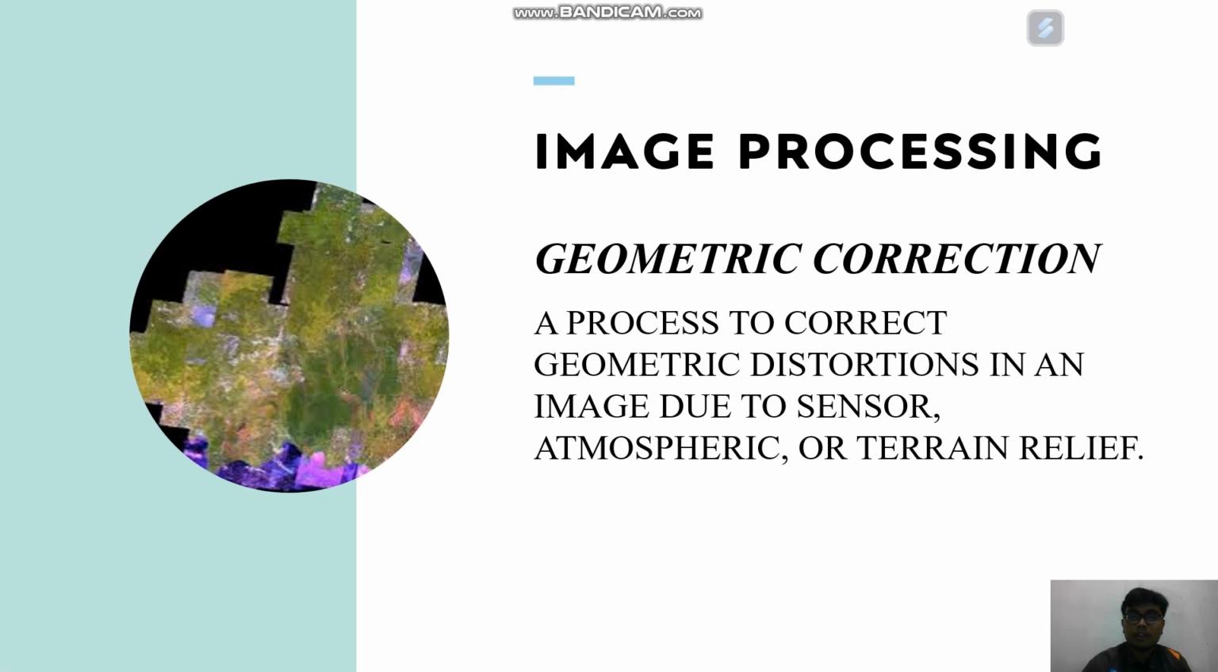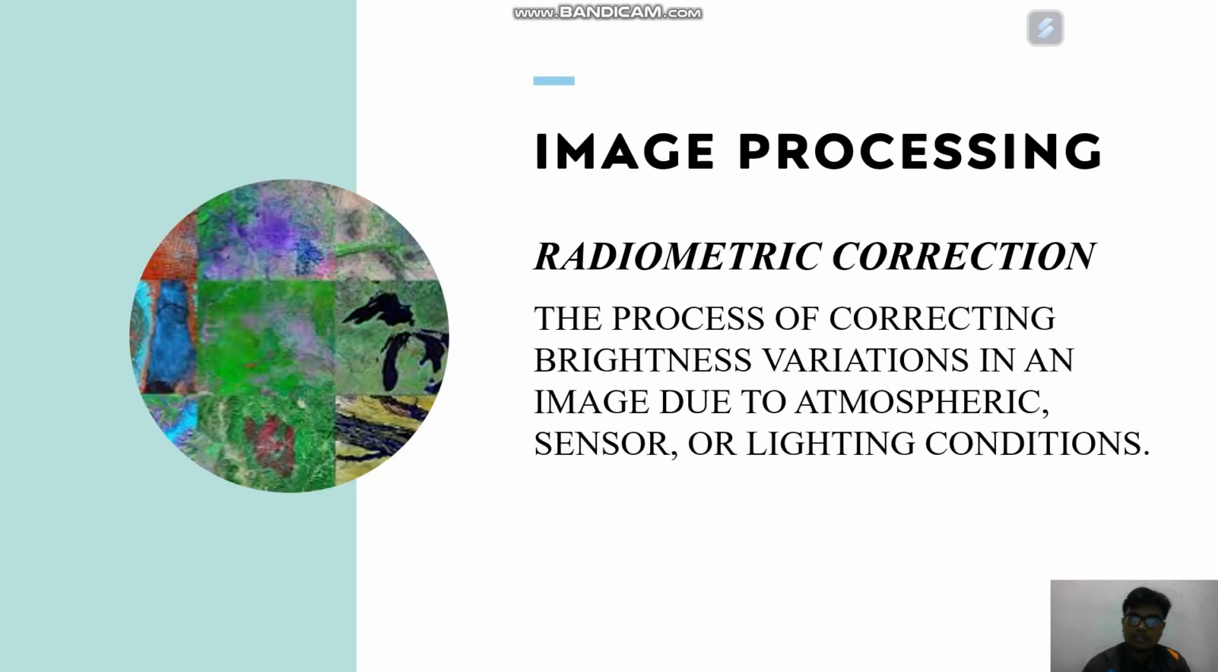Okay, now there is image processing in satellite remote sensing. There are three image processing techniques. First is geometric correction. Geometric correction is a process to correct geometric distortion in an image due to sensor, atmospheric, or terrain relief. The next image processing is radiometric correction.